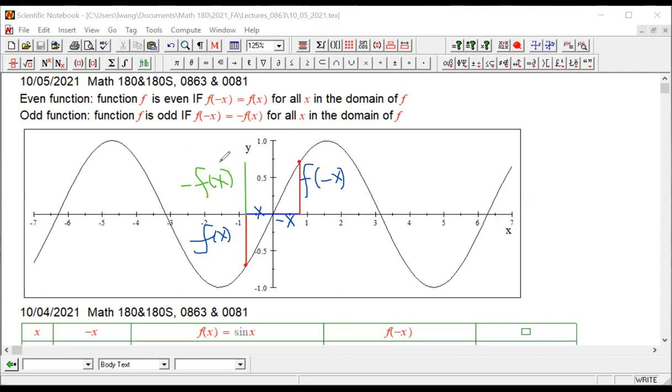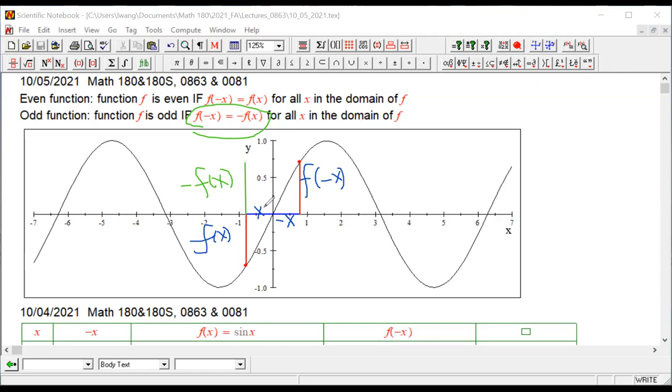And this negative f of x and f of negative x, we know the difference between these two, and these two are the same. So in an odd function, when we write down something like this, that's the geometric meaning of that statement. Any questions so far?